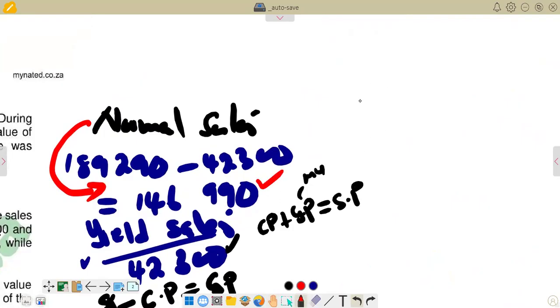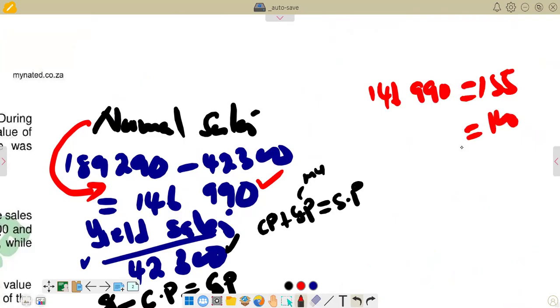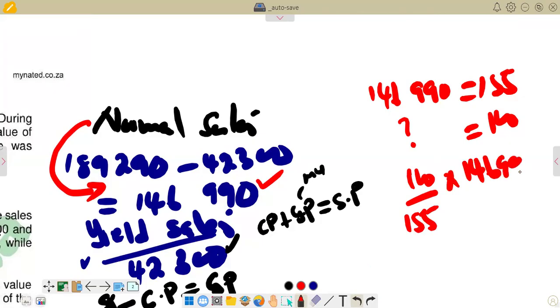So we are saying 146,990 is equal to 155, like what we did on yield sales. So the figure that we want is 100%, the cost price. So this is the missing figure. So to find it, we are going to say 100, what we don't have, over what we have, which is 155, times the given figure, which is 146,990. And then you would see that the cost price now, which is 100%, will become there.